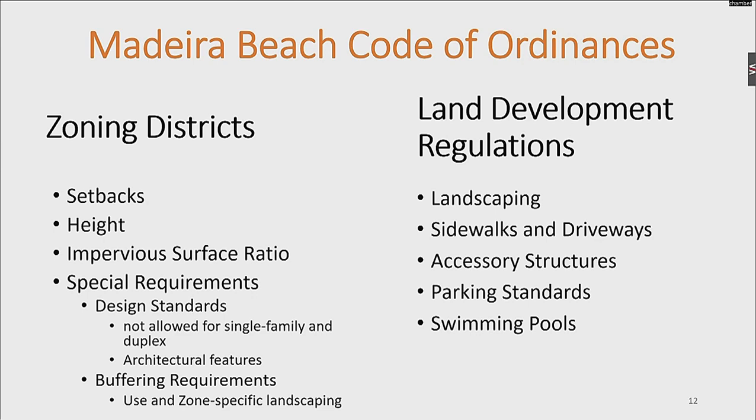And then in your zoning districts, each district has setback, height, and also states the impervious surface ratio. There's also a section where some of these zoning districts have special requirements. Some of those special requirements are buffering requirements. That's typically what we see in that section, so that is use and zone specific. Sometimes in one of the zoning categories, it'll say if you have a multifamily development next to a single family development, you have to put an extra buffer of landscape. Those are the buffering requirements that I'm talking about.